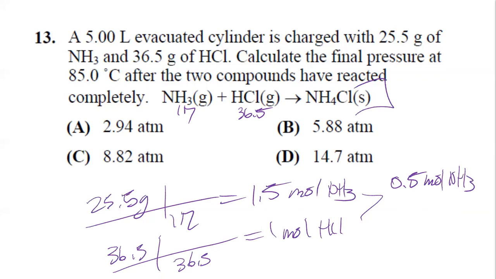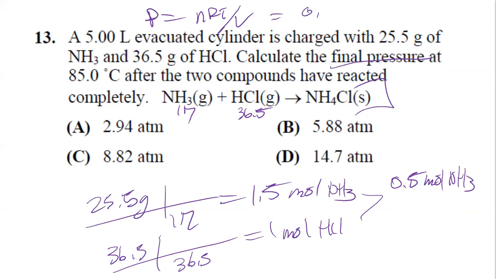Now, what state is our NH3 in? Is it a solid, a liquid, or a gas? It's a gas. Right? It's a gas. And so the gas is the only one that we need to worry about when we're looking for pressure. So if we want pressure, we want to be thinking gas. So if we have 0.5 moles of gas at 85 degrees and the 5 liters, we should be able to figure out its pressure. Pressure is PV equals nRT.